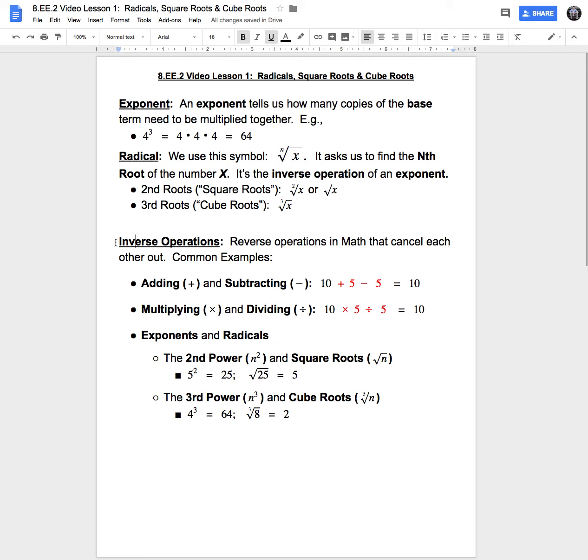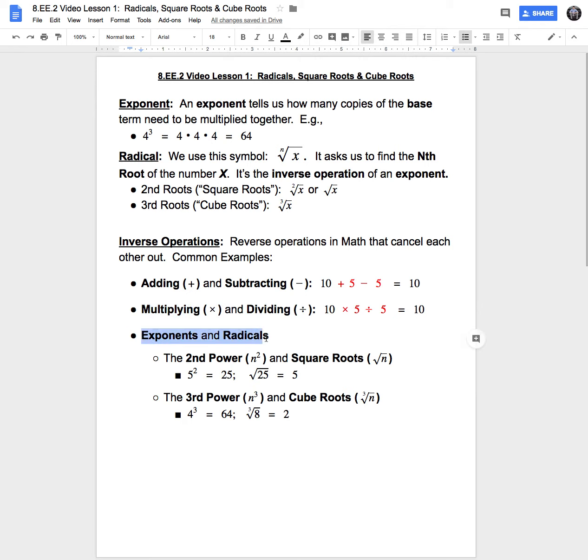Now, it's important to realize what an inverse operation is if we're going to call the radical the inverse operation of the exponent. Inverses in math are the reverse operations that cancel each other out. So for example, adding and subtracting are inverses. If you took 10, added 5, and subtracted 5, you would be back in the same place. Multiplying and dividing are also inverses. If we were to take 10 and times it by 5, we would be at 50. 50 divided by 5 would put us back to 10.